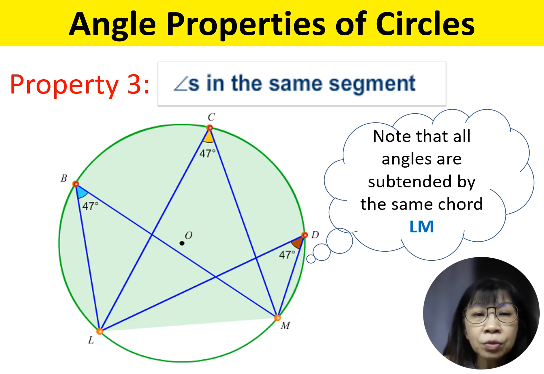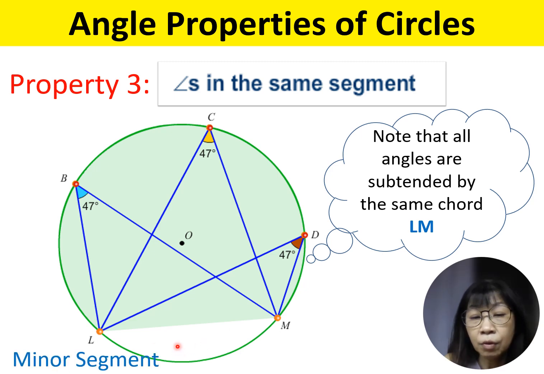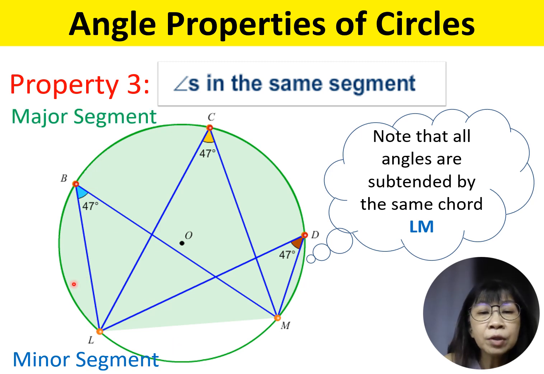Okay, we'll move on to the next property on circles, which is known as angles in the same segment. In this particular property, what you can see on the diagram here, some of you call this the butterfly property. Let's get to the terms. We have a minor segment, which is the white area over here, and then we also have the green portion, which is known as the major segment. There is a chord LM.